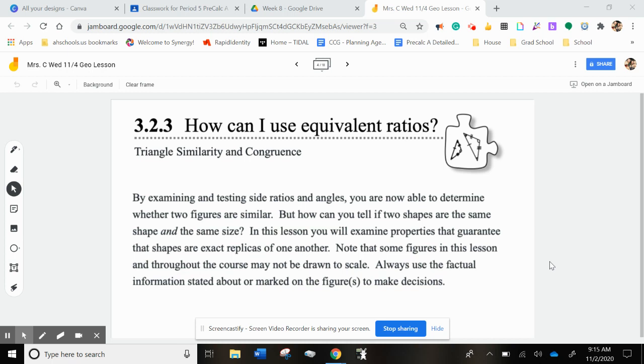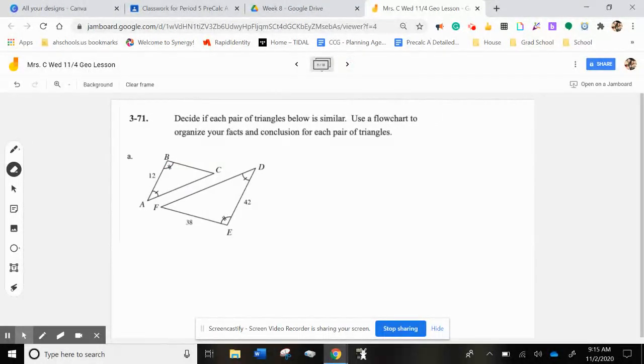3.2.3 geometry lesson. This is going to be more so review than anything new, but we're going to go over triangle similarity, where we choose if triangles are similar by angle or by side. And we'll also do some problems where we use that information to solve for missing sides or angles. So let's head to slide 5 of the Jamboard.